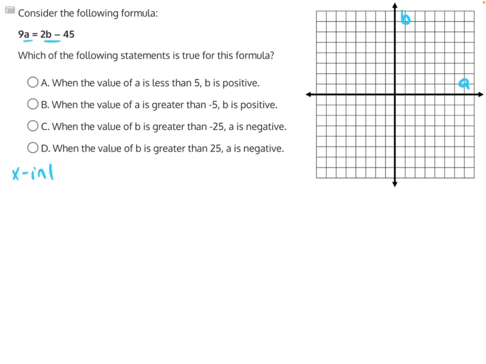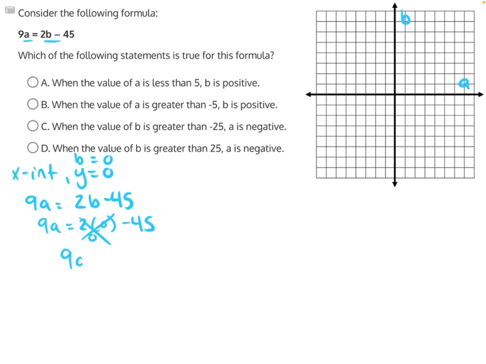Our x-intercept is where y equals 0, or where b equals 0. So if I rewrite my expression, 9a equals 2b minus 45, I can go back and plug in 0 for b. Anything times 0 is just 0, so this will be totally gone, leaving us with 9a equals negative 45. 9 is being multiplied to a, so the opposite operation here is dividing both sides by 9, leaving us with a equals negative 45 divided by 9, which is negative 5. And so our first intercept is going to be negative 5, comma 0.